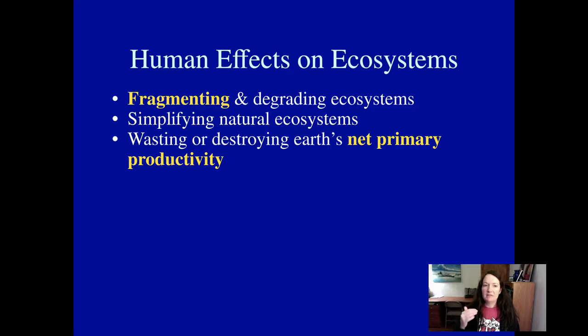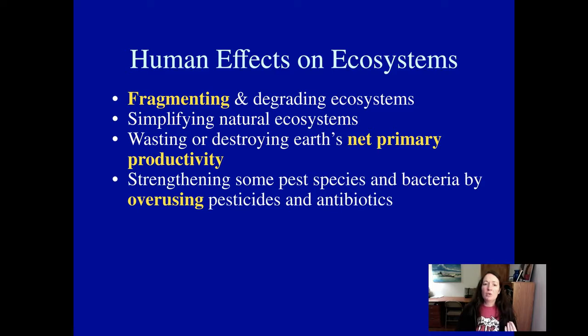So the ability of the plants to create energy for us to consume and other species in the ecosystem to use, we are doing a lot of destruction to that ability of those plants to do that. So we're losing a lot of the ability of our ecosystems to generate energy. We are strengthening some pest species, these generalist R-selected species, and bacteria by overusing our pesticides and overusing antibiotics. So we're actually causing evolution to happen in these R-selected type species, and it's to the detriment of other species in ecosystems, including ourselves.